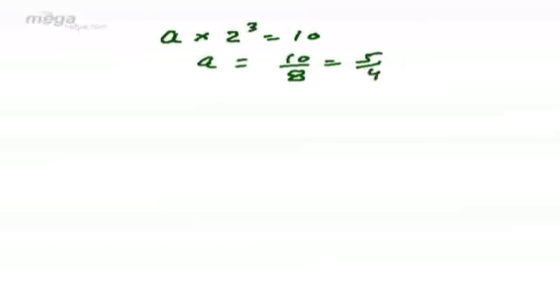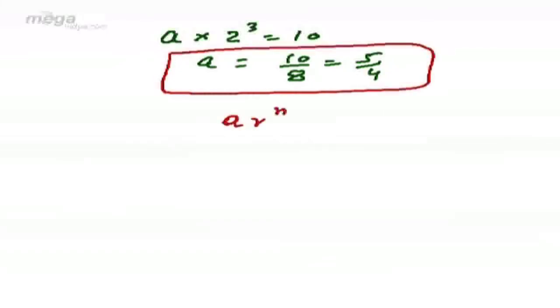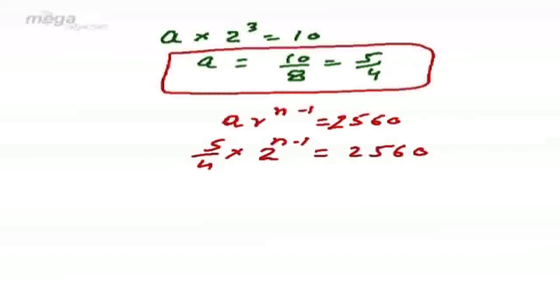It means the first equation, that is AR cube, but R is 2, it becomes A into 2 cube is equal to 10. Then we get A is equal to 10 upon 8, that is 5 by 4. This is the first term. And last term is given, that is AR to the power n minus 1, that is 2560. A is 5 by 4, R is 2, power n minus 1 is equal to 2560.